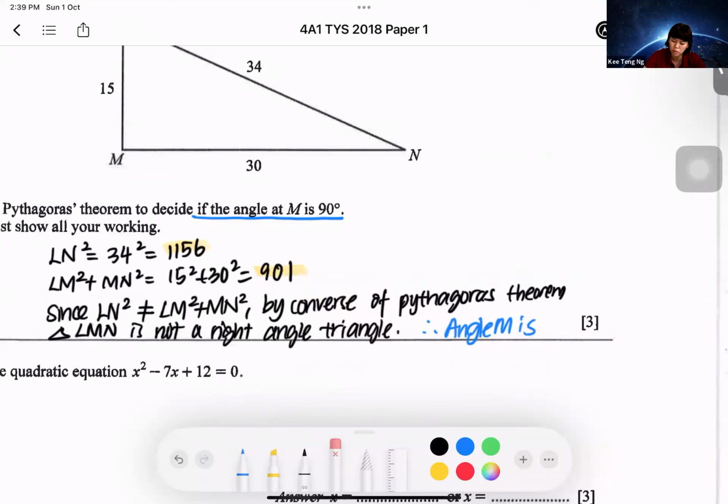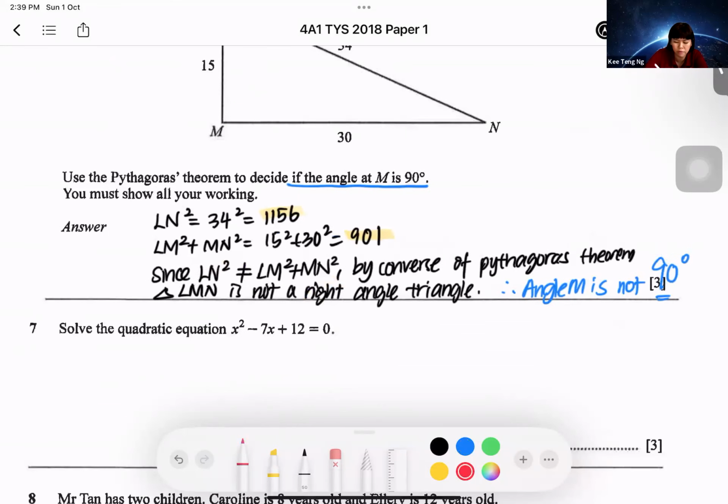3 marks, 3 marks over here. So please write more in detail, okay? Write clearly, so you need to show the evidence followed by the conclusion. If there is no evidence and you only write the conclusion, no marks will be given.